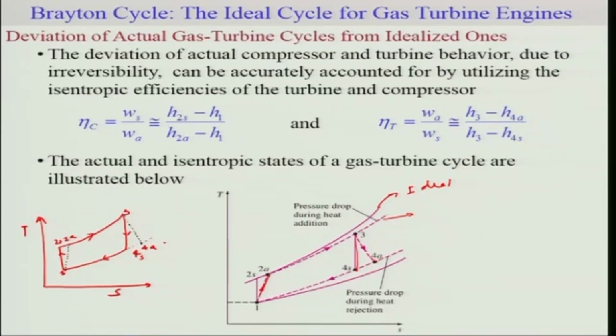So we can represent the actual and isentropic processes on the TS diagram in this way. One can calculate the isentropic efficiency of the compressor and the turbine by this formulation. As we already discussed earlier, the isentropic efficiency of the compressor is the work under isentropic conditions divided by the actual work. On the other hand, for the turbine, this will be the ratio of the actual work to the isentropic work.